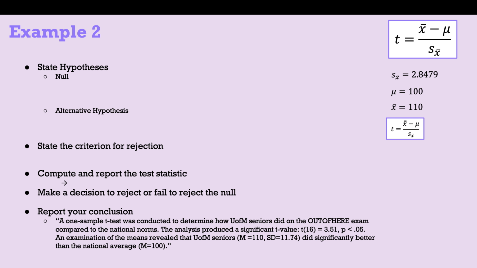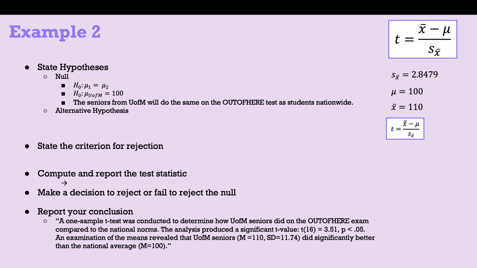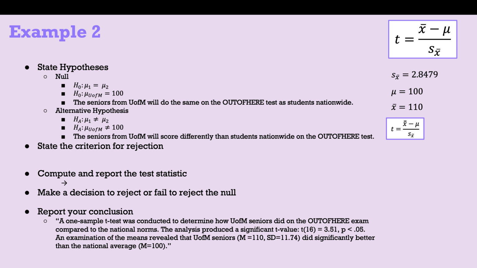So now let's go over here and state our null hypothesis. First, we're going to use symbols. So the population mean of the University of Memphis is equal to 100, right? Because 100 is our population mean. Or the population mean for the American people is the same as the population that our sample of University of Memphis students represents. In words, the seniors of the University of Memphis will do the same on the out-of-here test as students nationwide. Alternatively, same symbols, just put the not equal sign, and in words, the seniors from U of M will score differently than students nationwide on the out-of-here test.